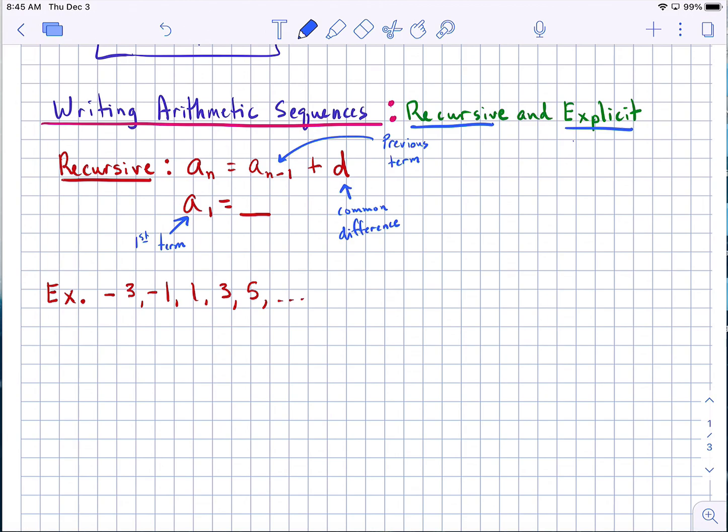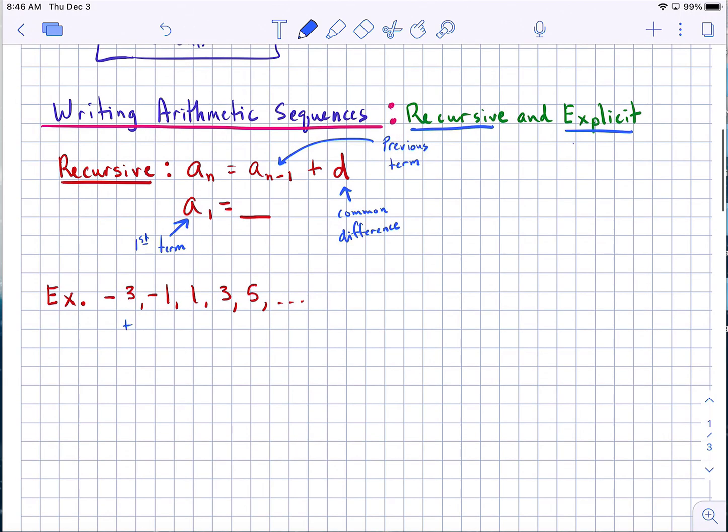So let's look at our sequence here. -3, -1, 1, 3, 5. What's happening is we are going up by 2, right? We're adding 2 every time to get to our next term. So once we find our common difference, we have everything that we need to write our equation. Here's what we're going to do.